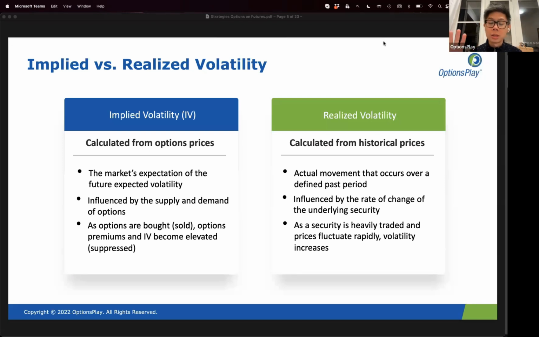One is what has the security done in the past, and what is the market's expected future volatility of the underlying. Does that make sense in terms of the difference? Please type one into the chat window if that makes sense to you.